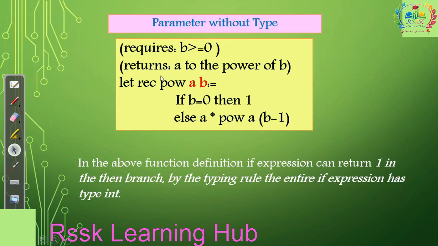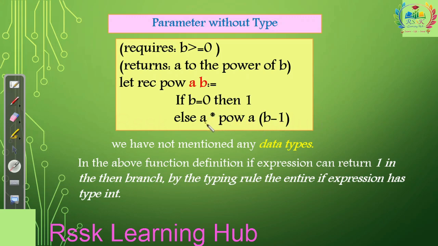Now, let is a keyword. Then rec means what? Recursive function. This one is pow, the function name, with parameters a and b you are passing, assigned to an expression: if b equal to 0, then 1. If the b value is equal to 0, it will automatically give 1 as the result. Else it will do a mathematical operation like this.